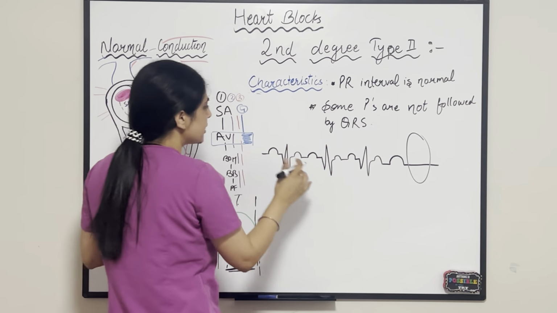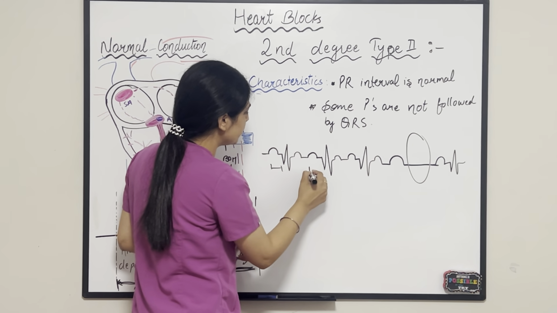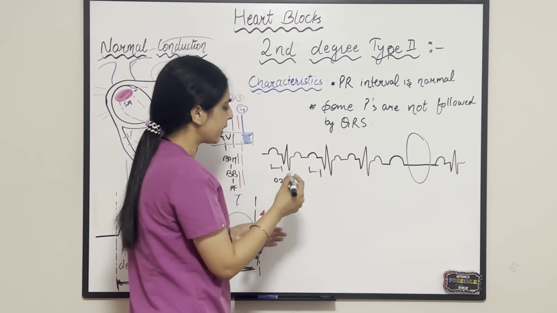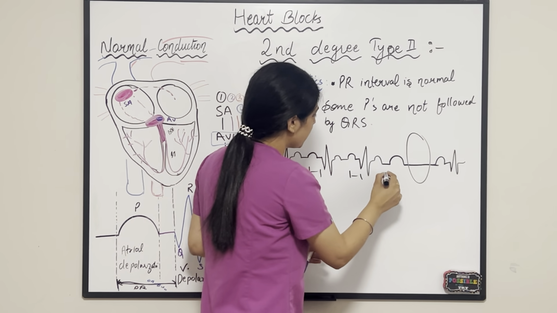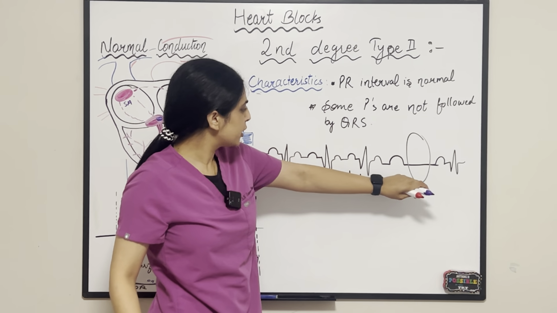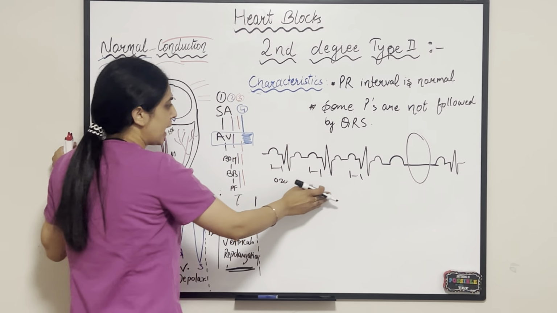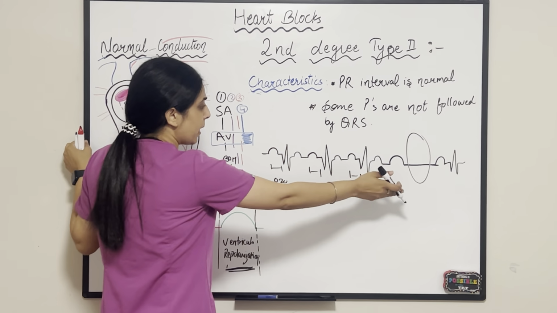But it is a normal PR interval, so everything is normal. The PR interval is normal, which is 0.20 seconds max, right? The PR interval is normal, but occasionally there is no conduction of waves, so there is no QRS complex after the P wave. So that is second degree type 2.